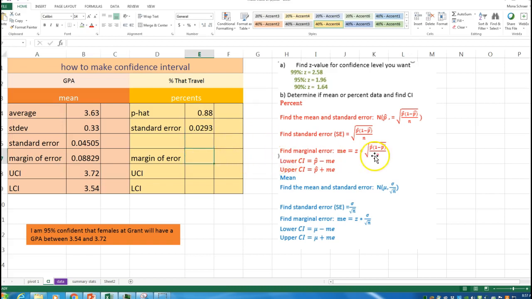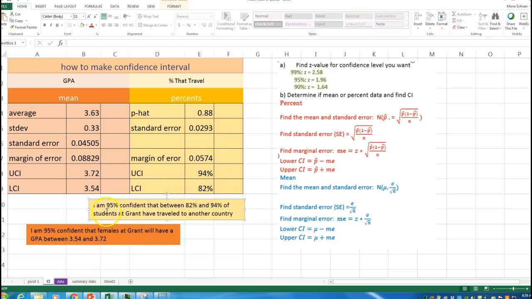My margin of error, here's that equation. I'm going to take my standard error and multiply it by Z. I'm going to do the 95% again, and I'm just going to multiply it by my standard error. There it is. And now I'm going to find my lower and my upper by taking the p hat and adding and subtracting. I click on my p hat, and I add my margin of error, and I click on the p hat again, and I subtract my margin of error. In some ways, it's actually easier than doing it with a calculator.